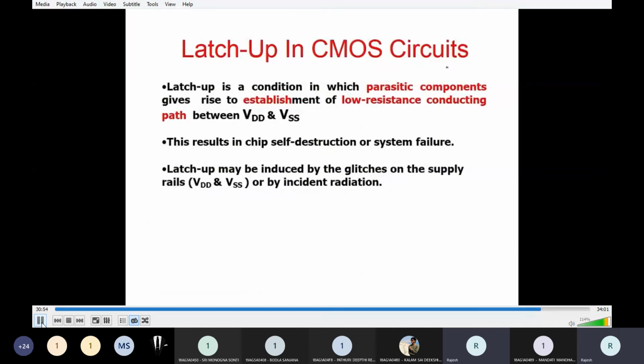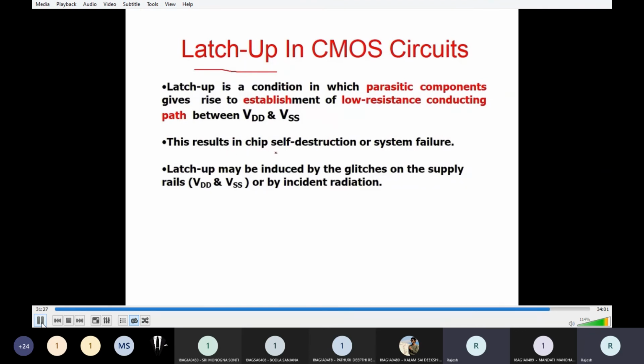Latch up in CMOS circuits. What is a latch up? Latch up is a problem, a condition in which parasitic components give rise to the establishment of a low resistive conducting path between VDD and VSS. Due to that, a certain voltage drop will occur, hence you may get degraded outputs. That effect is called the latch up effect.